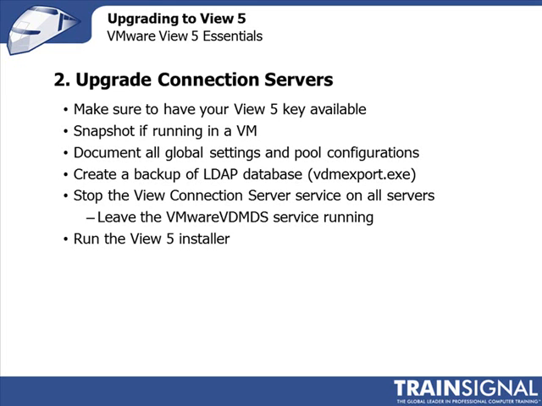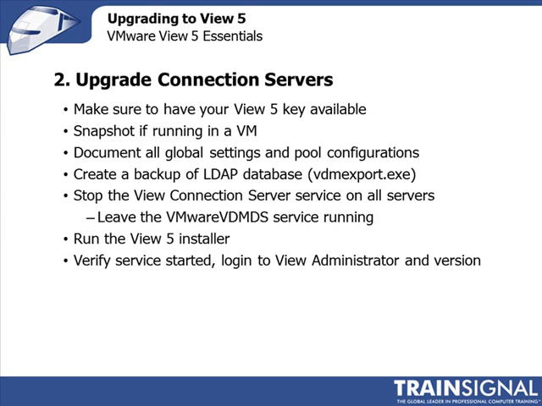During the load process of the installer, it will recognize that View is already installed on the server and simply needs to be upgraded. This streamlines the install process because most settings will just be kept. After the upgrade is complete, the service should automatically restart. But you'll want to make sure that the service did restart, and then log into View Administrator to verify the proper version. While in View Administrator, enter the View 5 license key.